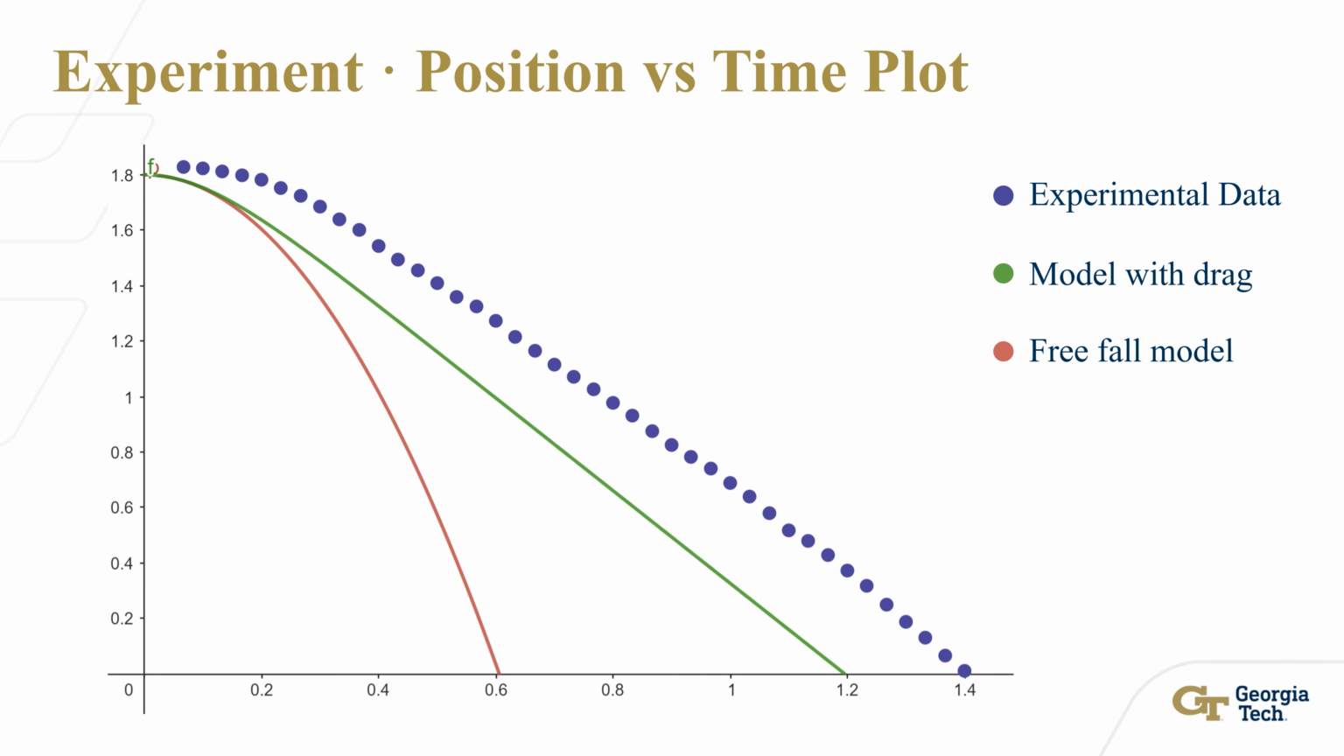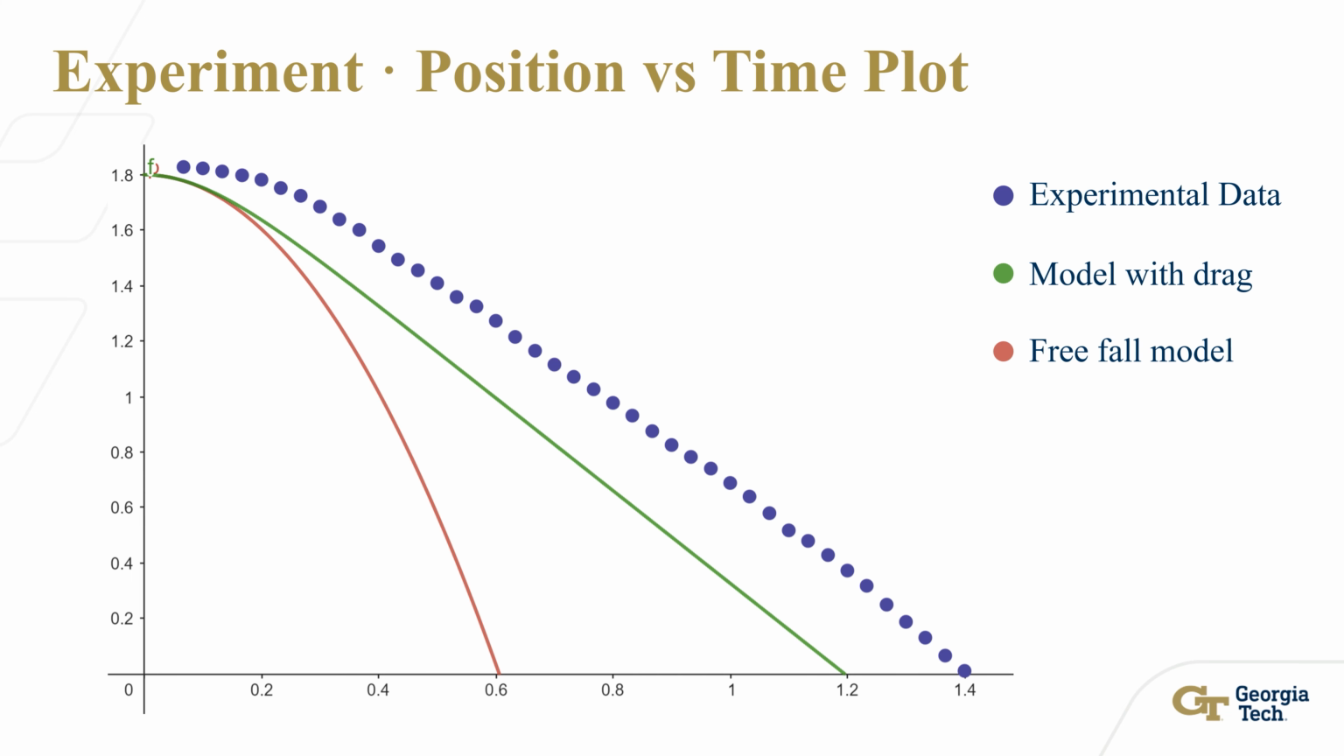Comparing the three curves, we can see that the experimental data and the model with drag curves seem to be pretty similar. We can see that both have a slight curvature when t is near 0, but as it grows, the curve becomes more straight. This means that the second derivative of the curves is close to 0, which means there's no acceleration. The object has thus reached the terminal velocity.